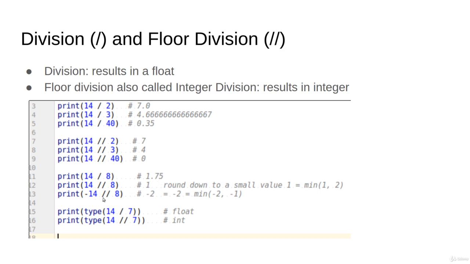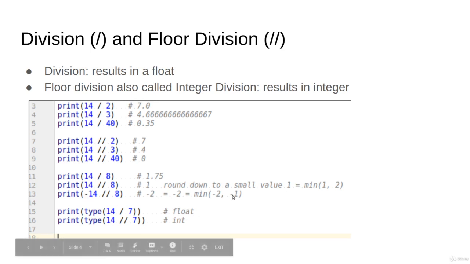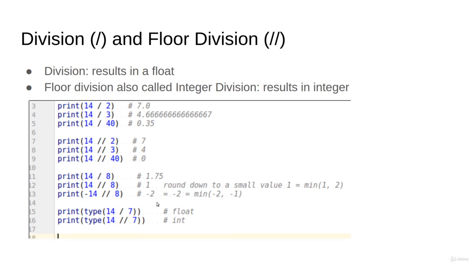If we have minus 14 divided by 8, now this is tricky. The formal rule is we are actually rounding down to a smaller value. For example, 14 divided by 8 is 1.75. Which one is less, the 1 or the 2? It is the 1. But here, minus 14 divided by 8, which one is the minimum? Is it the minus 1.75 or the minus 2? It is the minus 2. So you can think of it as going down toward a smaller value. So the negative case is a bit tricky, so be careful of that.